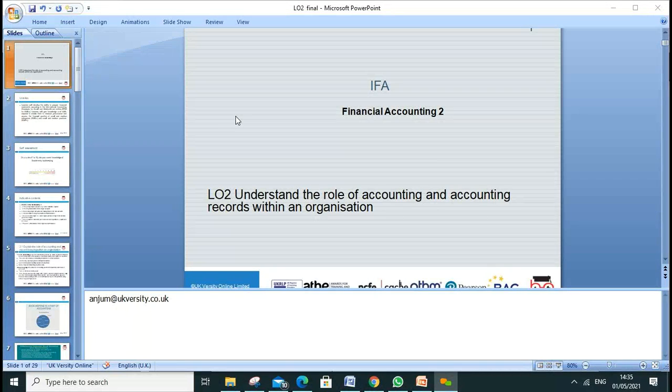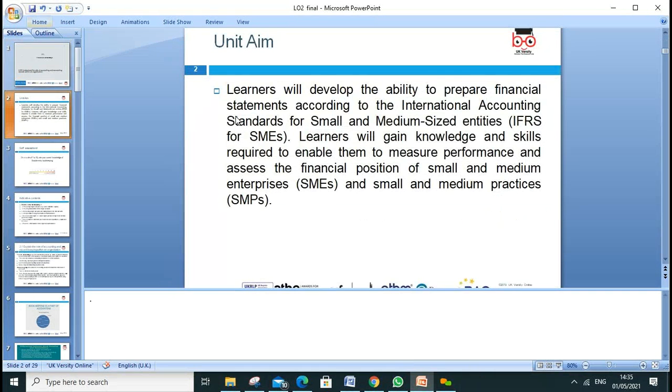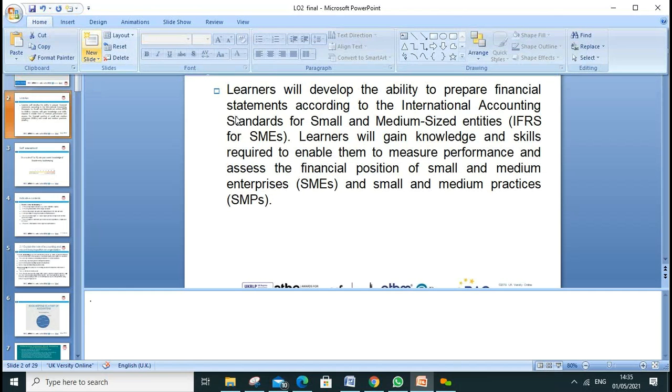Okay, welcome everyone. We'll start our lesson 2. Today's lesson will go through LO2, which is the learning outcome to understand the role of accounting and accounting records within an organization. So before starting this session, first of all, we recap what we learned during our last session.